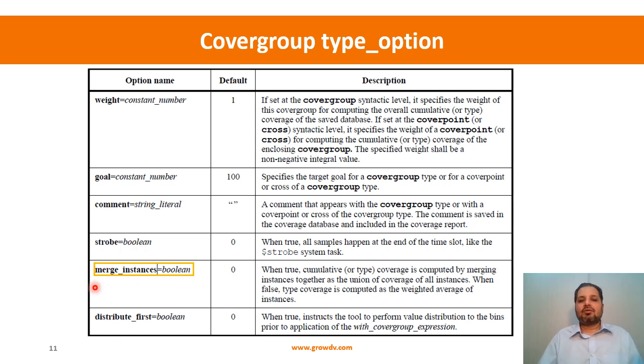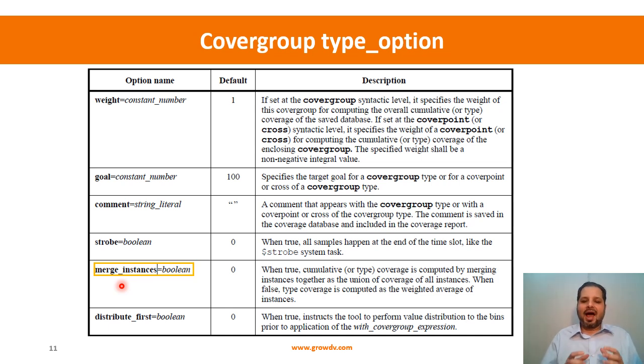And then you have the merge instances option. As we talked about, if you set this, then it will OR all the coverages across the instances and then report the final functional coverage. But if you set it to 0, then it will just do the weighted average across all the cover groups. So when should you be using it?